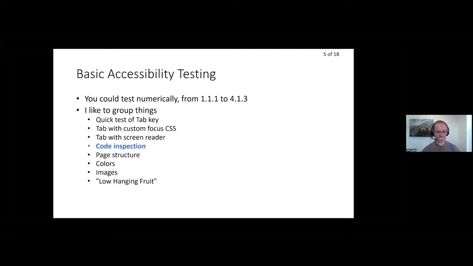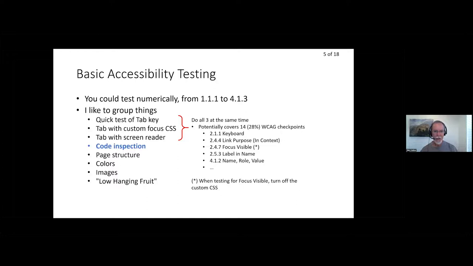So with these first three bullet points, which are a quick test of the tab key, tab with custom focus style sheet, and tab with the screen reader, if I only do that, I'm going to catch a pretty significant number of accessibility issues. In this case, you can cover 14, maybe even more WCAG checkpoints. And that's almost a third of your accessibility testing right there with those first three bullet points: tabbing through the page, looking where the focus indicator is, and running with a screen reader in the background so you can listen to how things are announced.